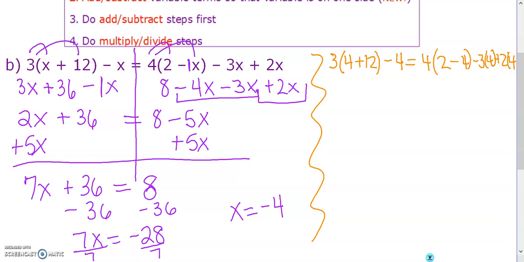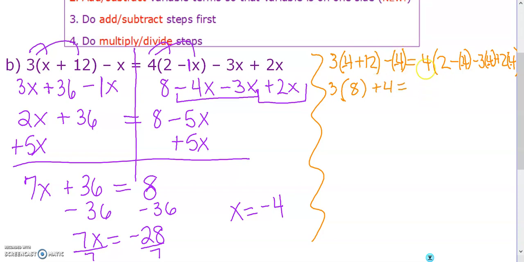And you know what? I'm looking at it, and did I plug in negatives? Because we got negative 4. So let's see. This should be a negative 4. We're plugging in a negative 4, a negative 4, and a negative 4. So let's see how we do. We've got 3 times negative 4 plus 12, which is positive 8. Minus negative 4 is really a negative times a negative, which is a positive 4.